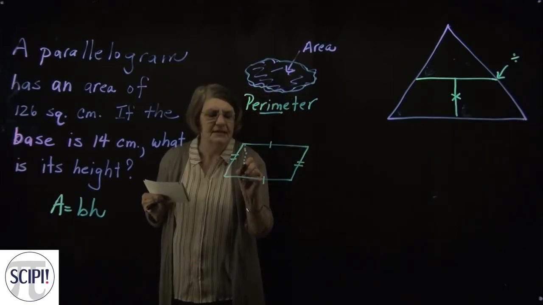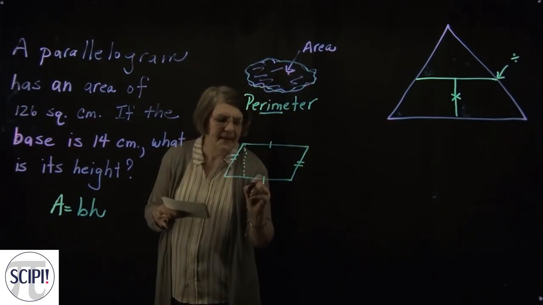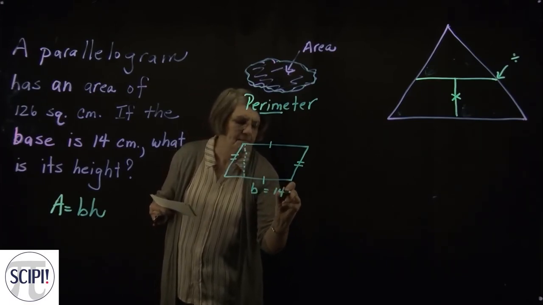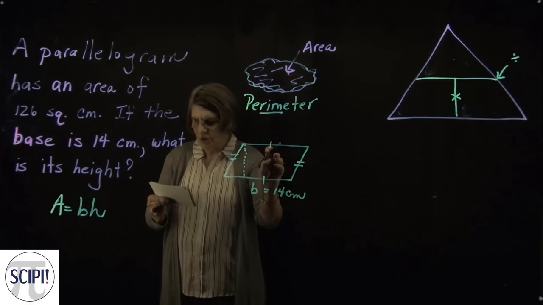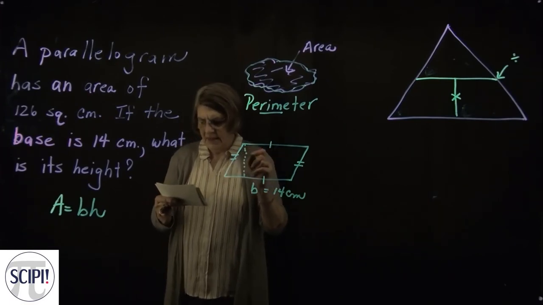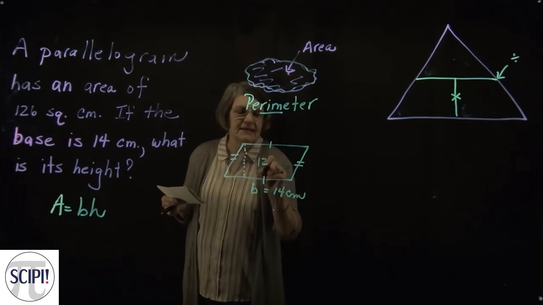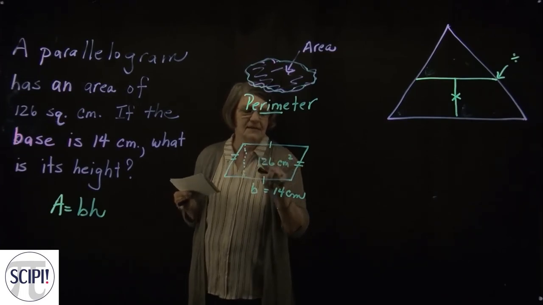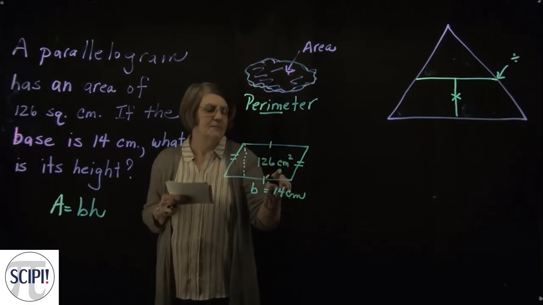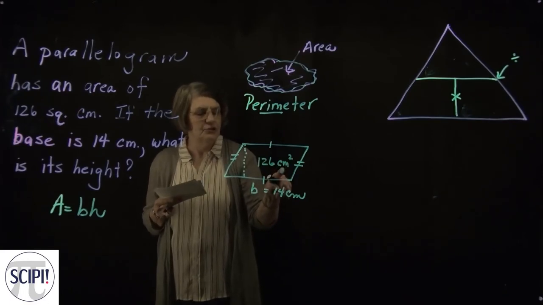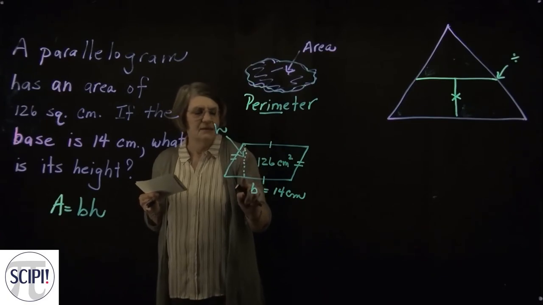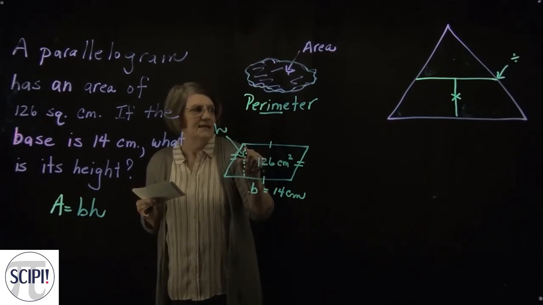So let's do this. And here is the base. And we know the base is 14. And we know the area is 126. Now watch how I do this. That means square centimeters. It's just a little easier way to do it. So we're looking for the height from here to here.